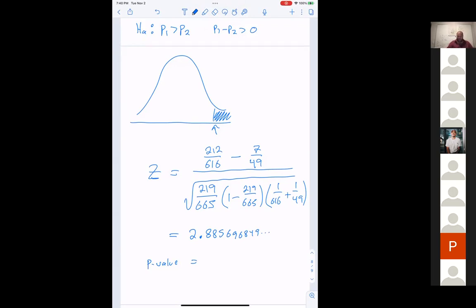All right, so do we all get the same thing? What's the p-value? Anyone? Once I have the z-score, how do I find the p-value? Normal CDF. Good. Normal CDF, and then what?